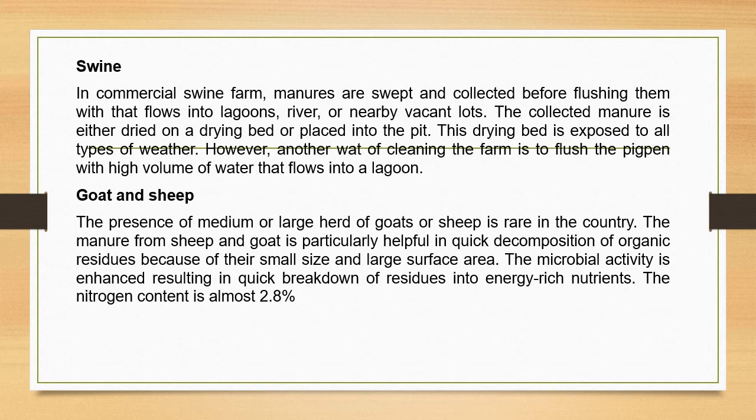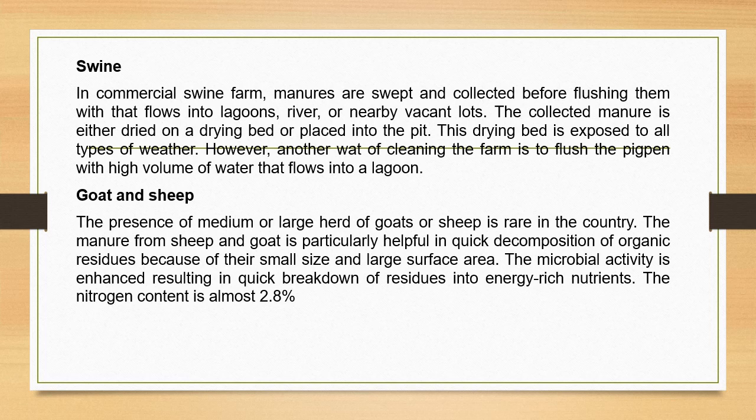Swine. In commercial swine farm, manures are swept and collected before flushing them with water that flows in lagoons, rivers, or nearby vacant lots. The collected manure is either dried on a drying bed or placed into the pit. This drying bed is exposed to the types of weather. However, another way of cleaning the farm is to flush the pig pen with high volume of water that flows into the lagoon.